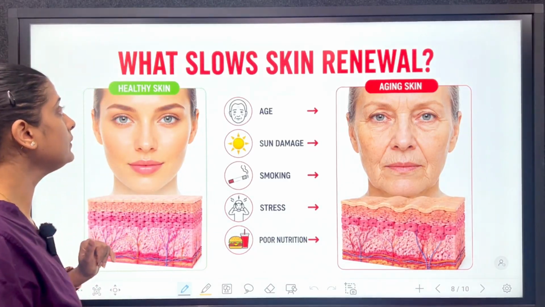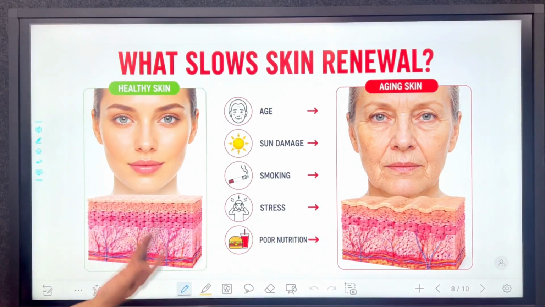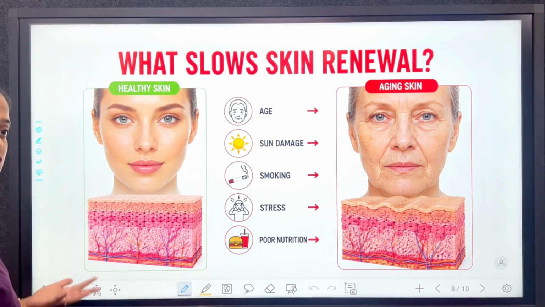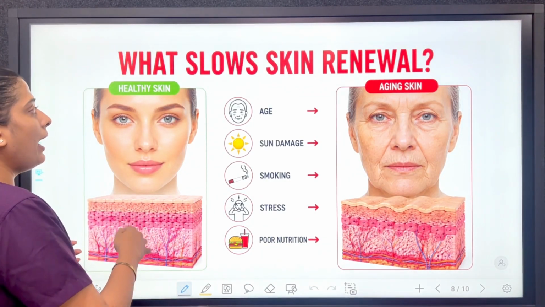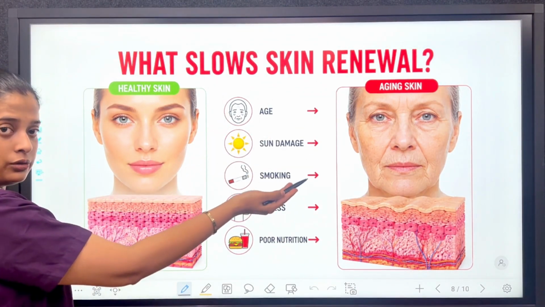Now, what basically helps when we understand and know about the skin cycle, what happens when the skin ages?